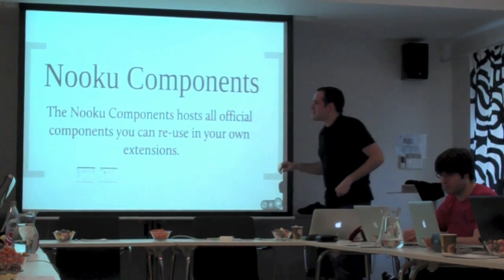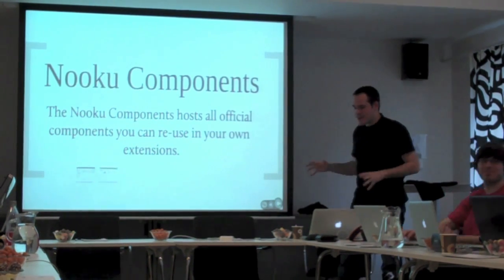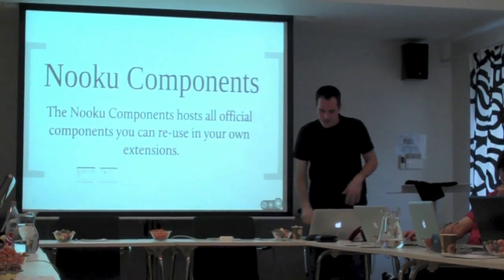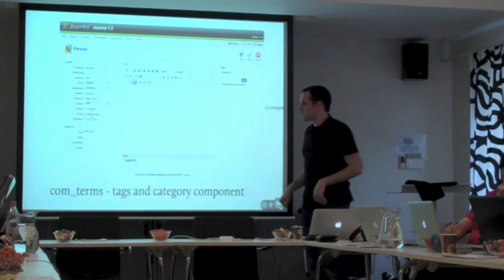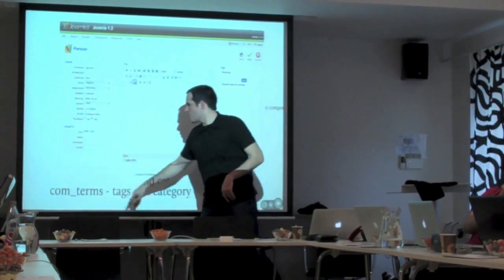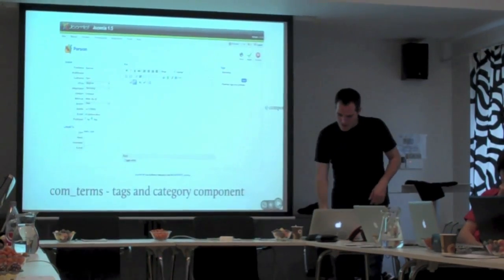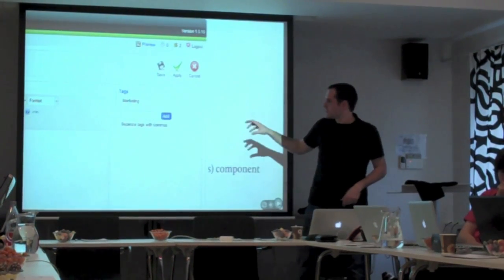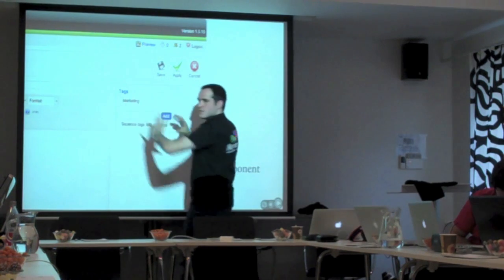Nooku Components is a space where we are trying to create reusable extensions with the community. And as I told yesterday, there are 2 of those. We're doing a terms component, which allows you to do tagging on anything. So this part here is a component.